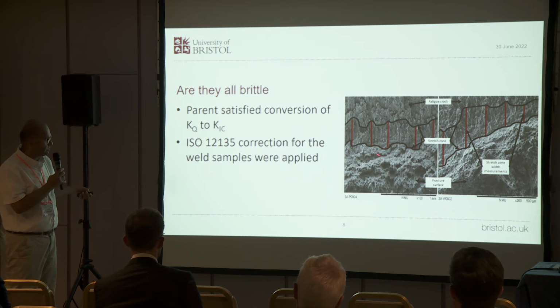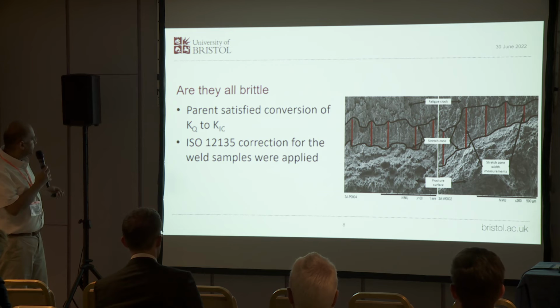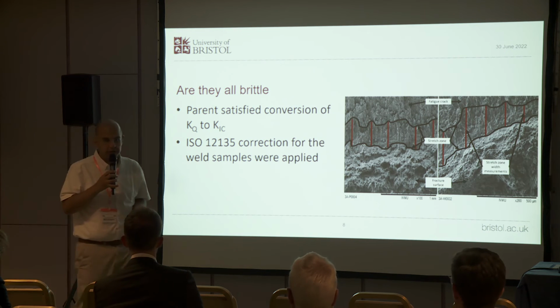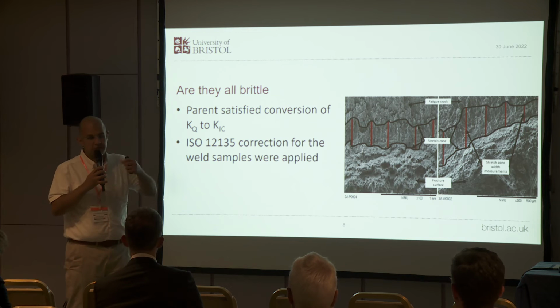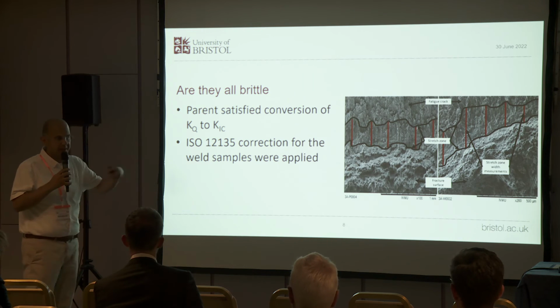So this is the original crack. This is how much it grew before it went bang. So you can use ISO 12135 to estimate your J integral from just pulling the CT sample open and breaking it, rather than a complicated loading and unloading.